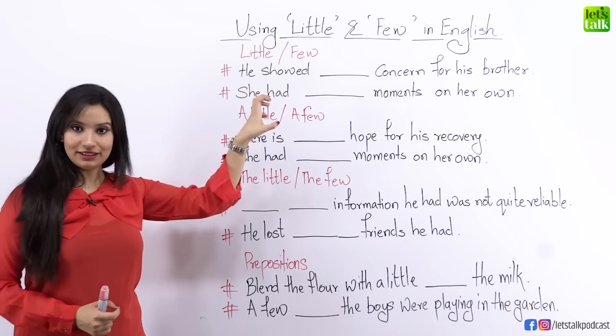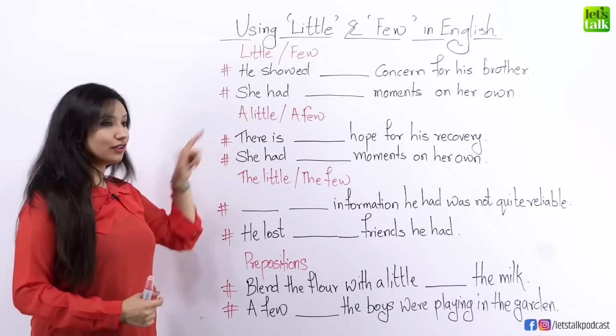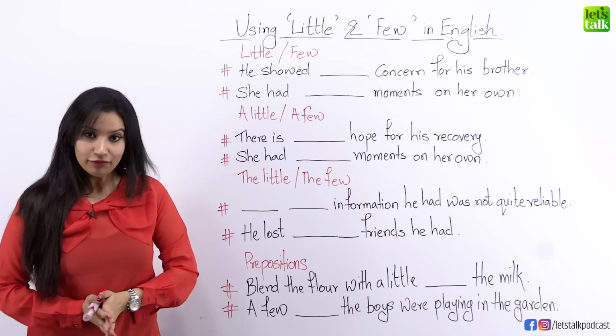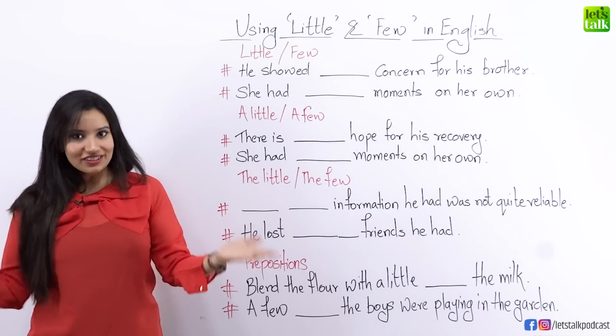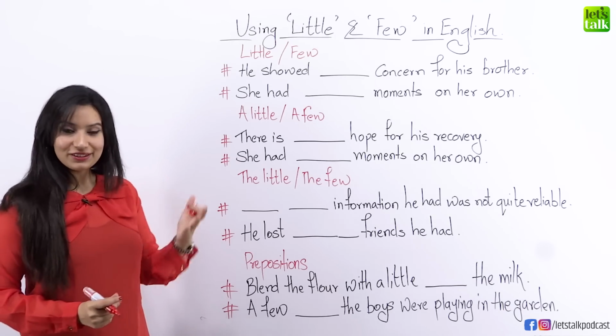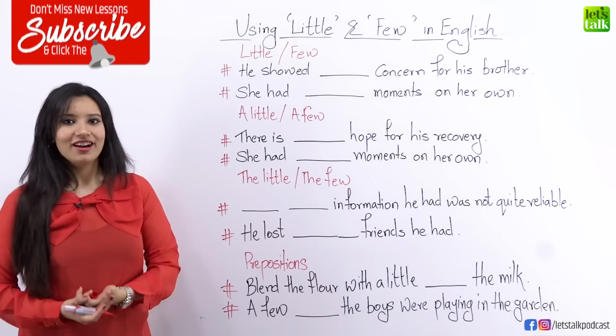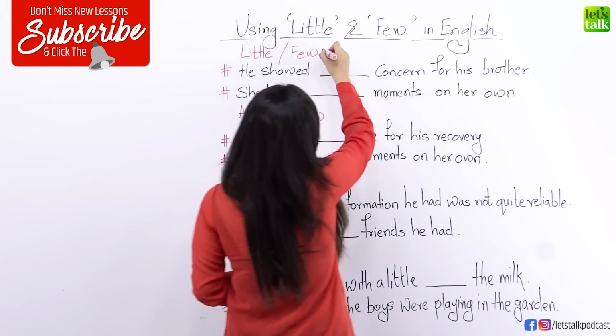When we say little, it's very different from few. And when we say little and a little, they also have a very different meaning. A little and the little also have a very different meaning. So first of all, let's look at the form of little and few. What are they? They are called quantifiers.